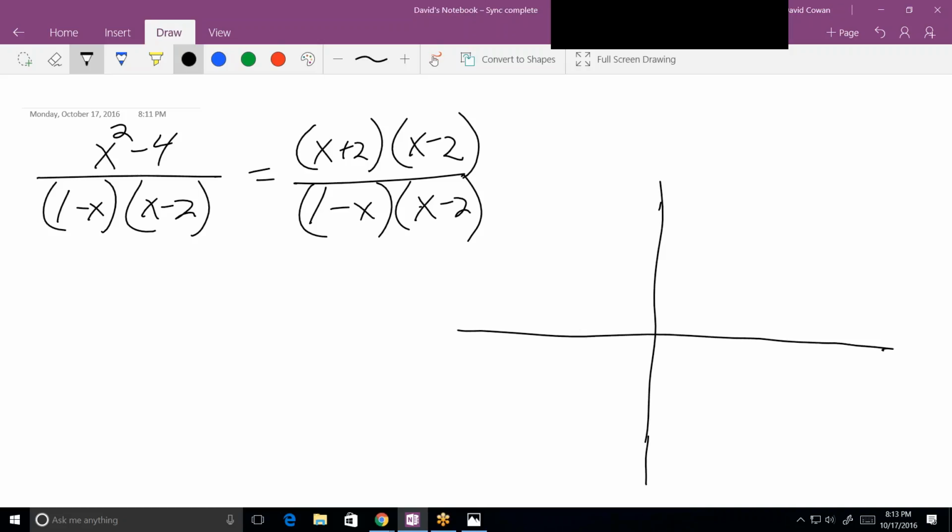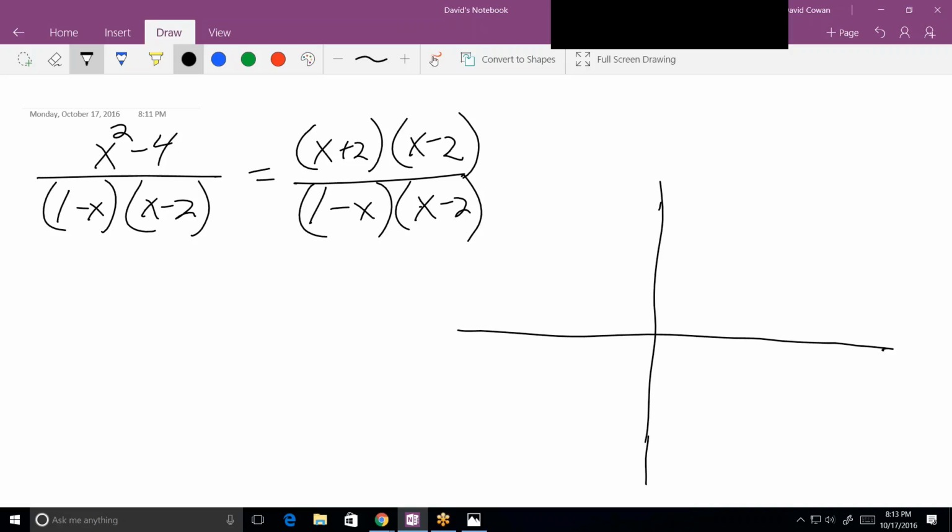Where do you traditionally find vertical asymptotes? What causes a vertical asymptote? In the denominator, right? Division by zero. Right. In other words, whatever makes the denominator zero would traditionally cause an asymptote.